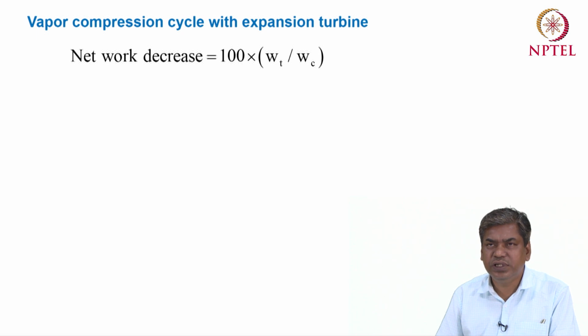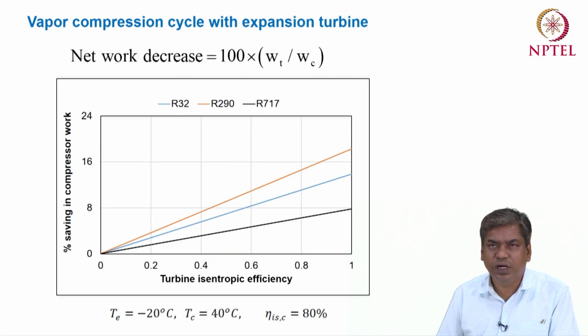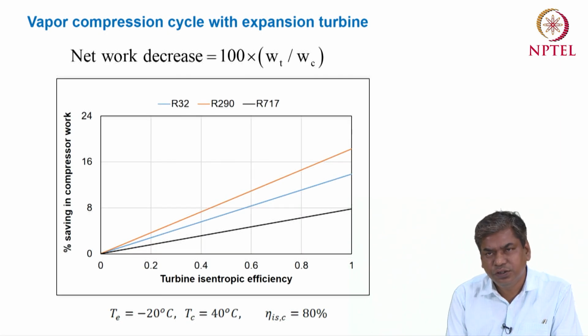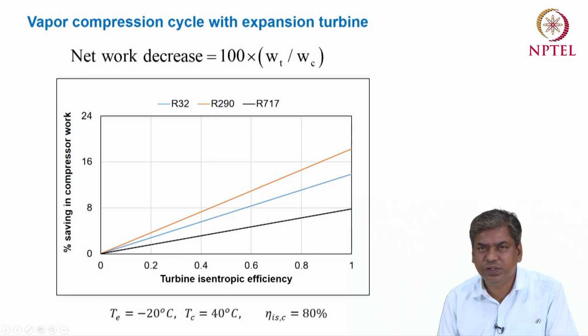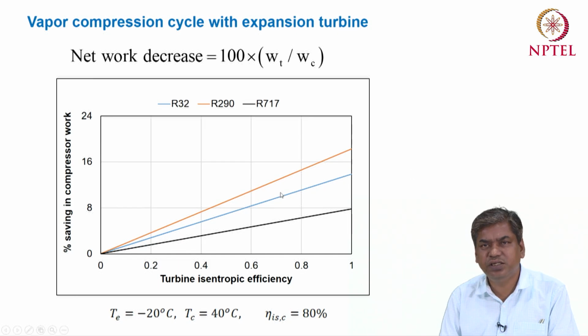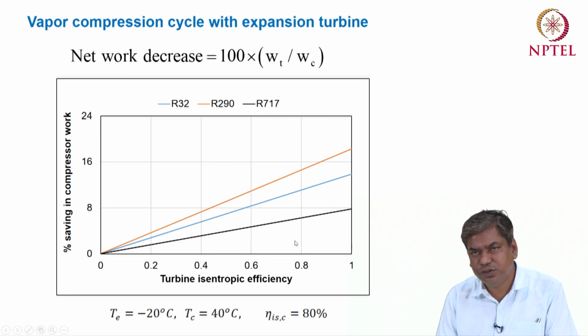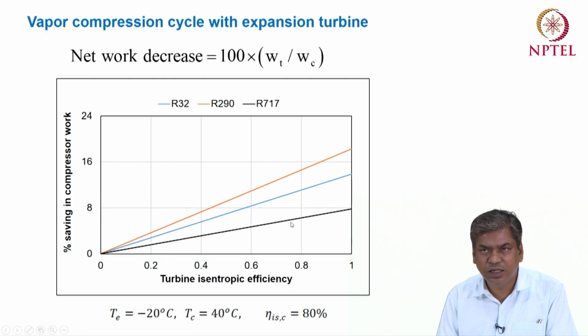So this represents the percentage decrease of the net work input to the system. So for this case, for the same data and with the same refrigerants, we can see the percentage saving of compressor work by using the expansion turbine. So for this case also, we can see that the percentage saving is minimum in the case of ammonia. So this is up to 8% decrease we can get in the case of ammonia.